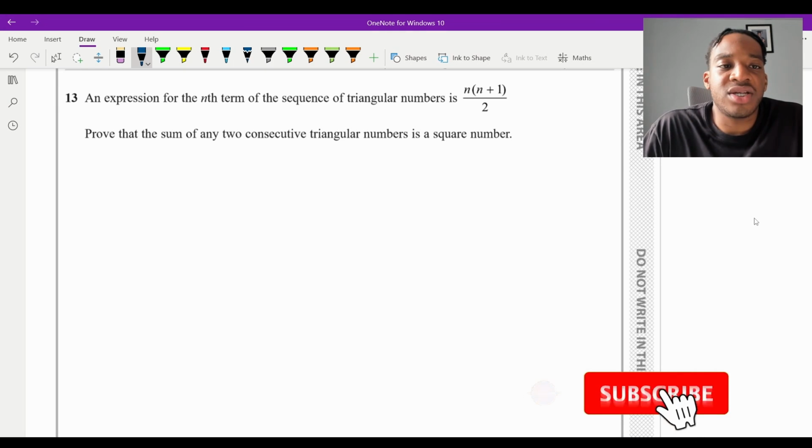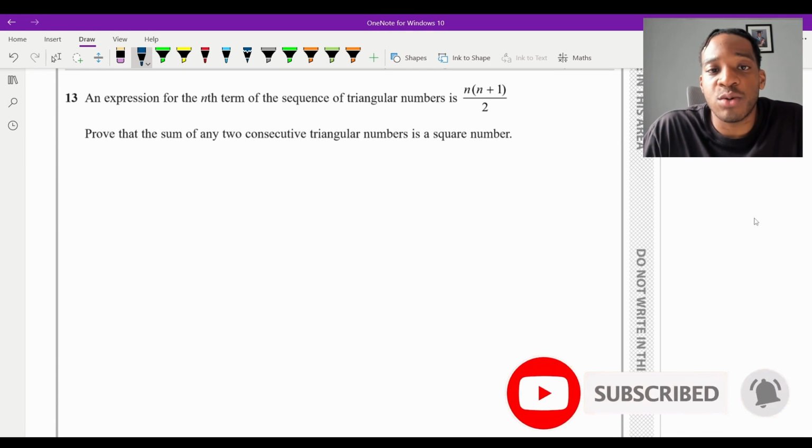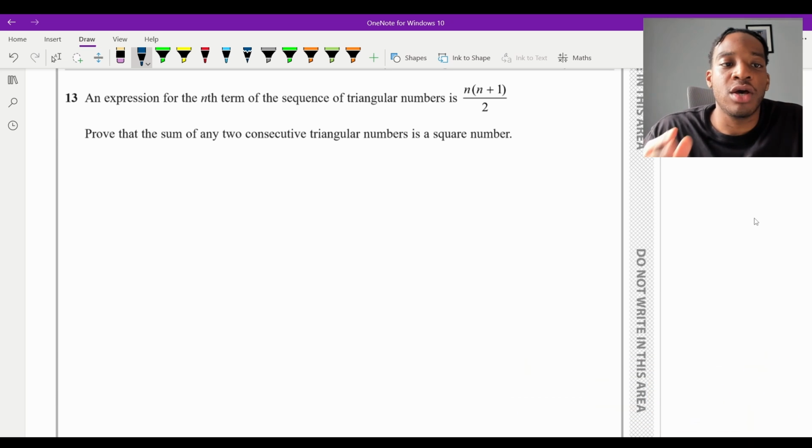Okay, so question 13 says an expression for the nth term of the sequence of triangular numbers is n multiplied by n plus 1 over 2. Prove that the sum of any two consecutive triangular numbers is a square number. So there's a couple of things going on here. It's an algebraic proof, and they've given us an expression for the nth term.